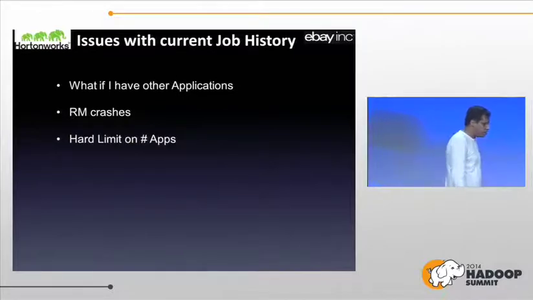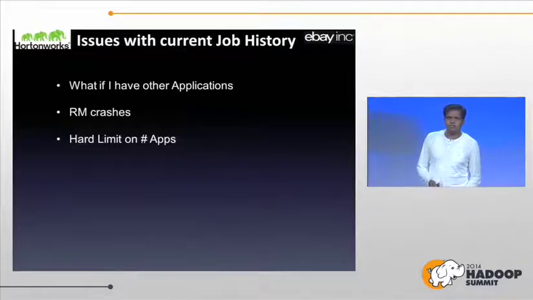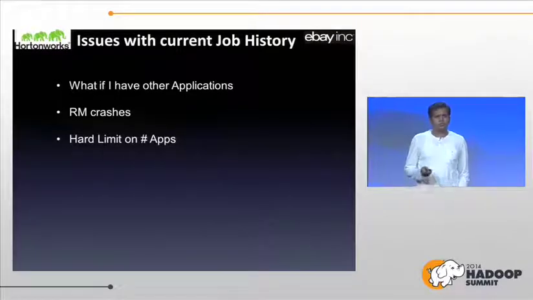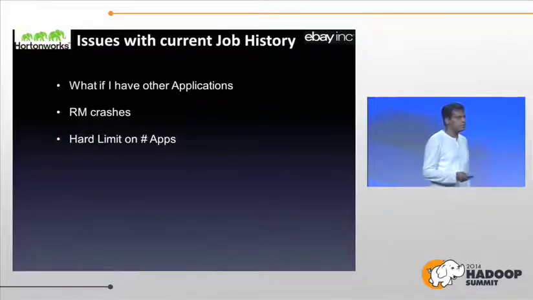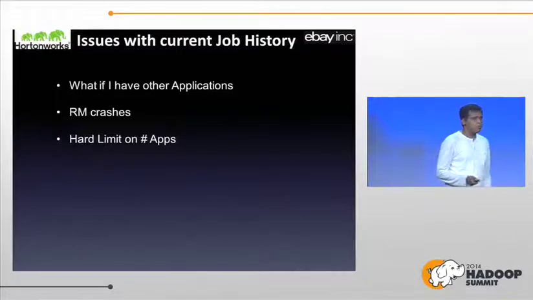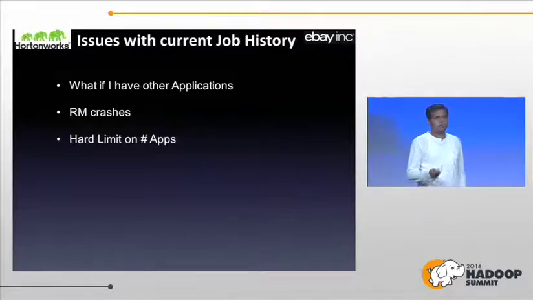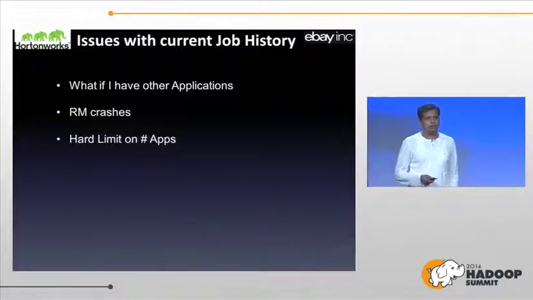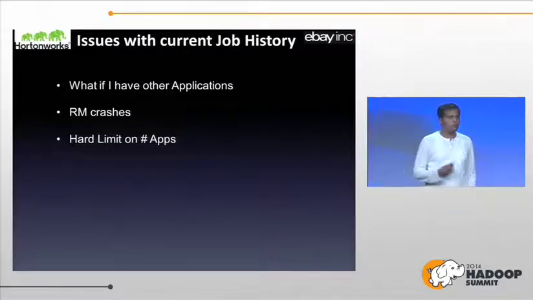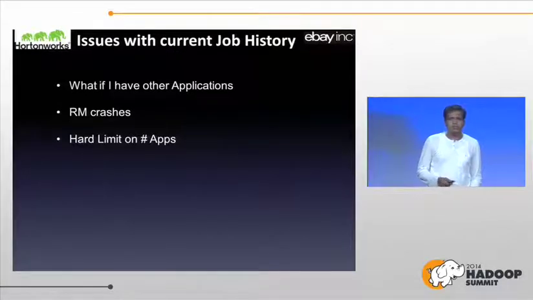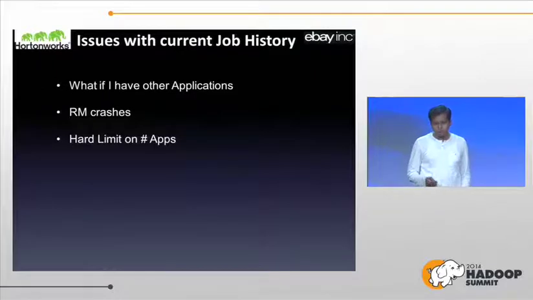So the resource manager has a hard limit. It's a configuration. As of now, I think it's 10,000 by default. So you can keep 10,000 applications in the memory of the RM, and you can go back and look at those 10,000 applications. But this is a hard limit. If you're running loads like eBay, then definitely that limit is very small. Newer jobs will replace the older jobs in the memory, and you will lose the historical information of the jobs. So this is the hard limit.